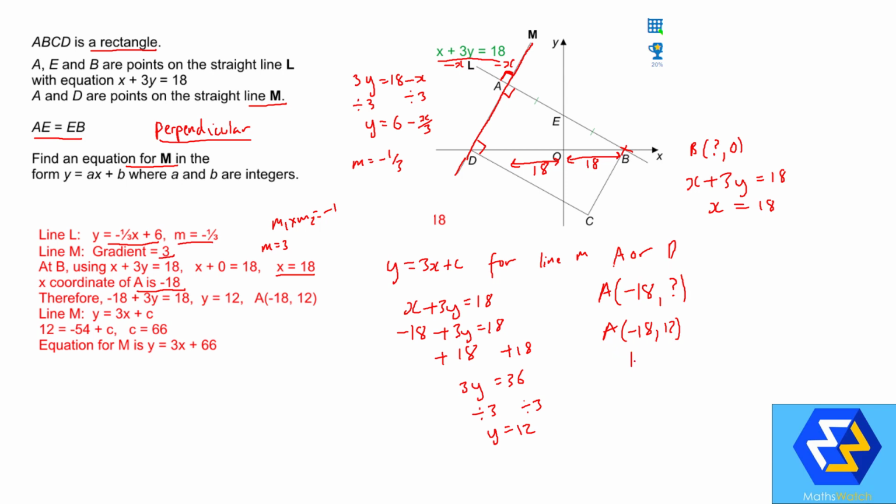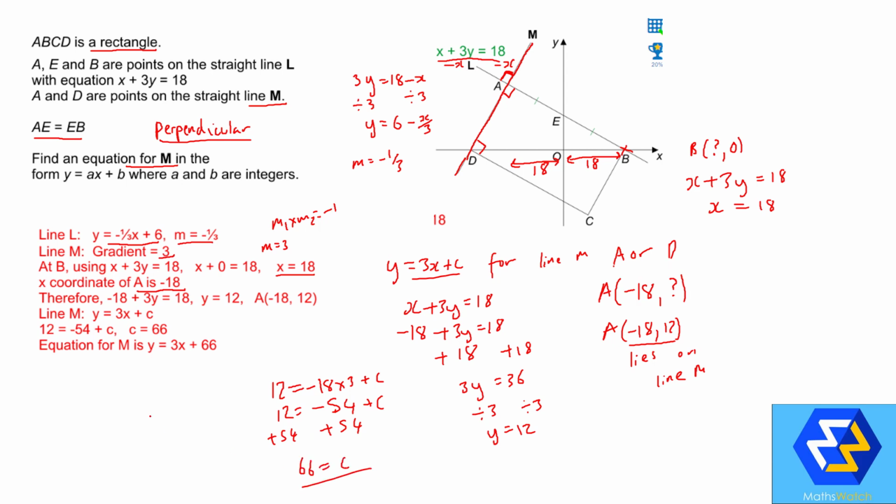Now A lies on line M. So now we can use this to substitute into here to find out the equation of the line. So 12 is going to equal -18 times 3 plus c. -18 times 3 is -54 plus c. So we're going to plus 54 on both sides. So that's 66 equals c.